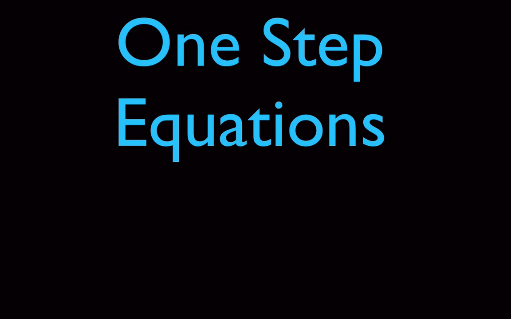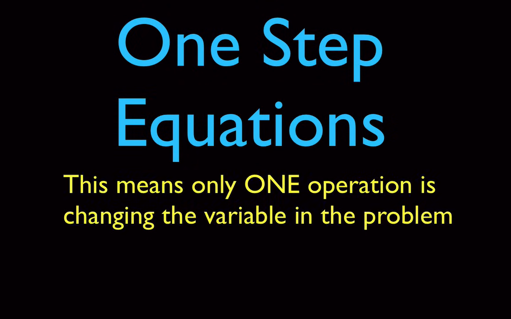Okay, so we're going to start off with one-step equations. It's called a one-step equation because there's only one operation that is used to change the variable in the problem. So, for example, you may have something like 3x equals 12. The one operation needed is to change multiplication and do the inverse of that, which is division. So we're going to be talking about a lot of the word inverse, which is an opposite operation, or in math we call it the inverse operation.